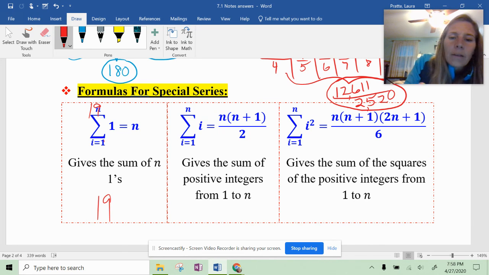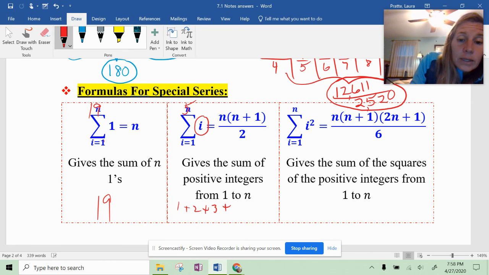So now the next one gives the sum of positive integers from 1 to n. So if you just have a plain old variable there, right? If I was going to just say go from 1 to 5, I would have 1 plus 2 plus 3 plus 4 plus 5. That's how I would do that one.